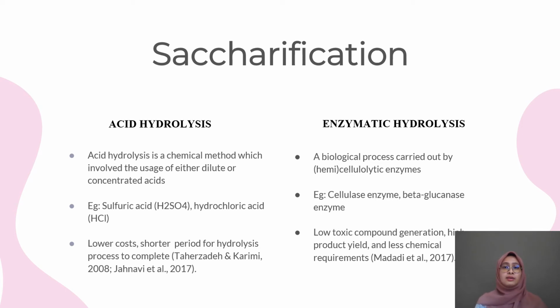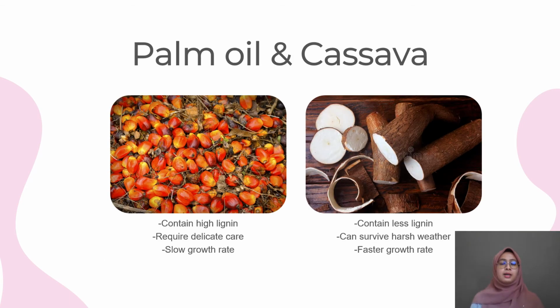Enzymatic hydrolysis, on the other hand, is a biological process carried out by hemicellulosic enzymes such as cellulase enzyme. It is arguably more effective because it generates low toxic compound and it produces high product yield as well as less chemical requirements. Palm oil is one of the biggest plantations in Malaysia.